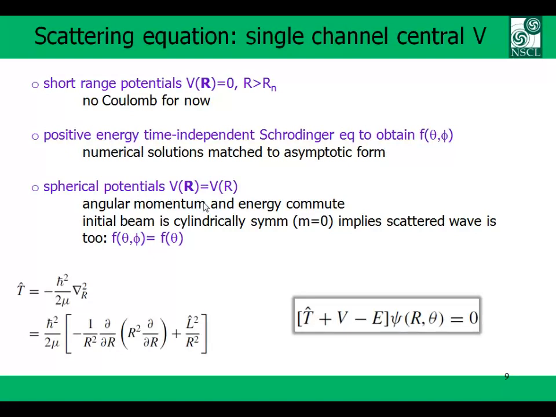So we're going to solve the problem for short-range potentials, which means that the potential is zero outside a certain range that we're going to call the range of the nuclear interaction. So that means no Coulomb for now. We'll solve for positive energy, and it's a time-independent problem. We're going to solve it as a time-independent problem and obtain a scattering amplitude. Now, for any potential that I have inside a range Rn, I might not have an analytic solution. And in fact, for any case of interest, you won't have an analytic solution. So you have numerical solutions.